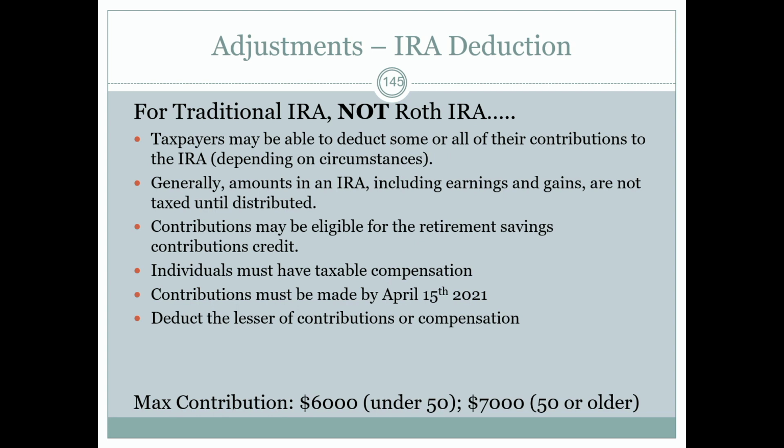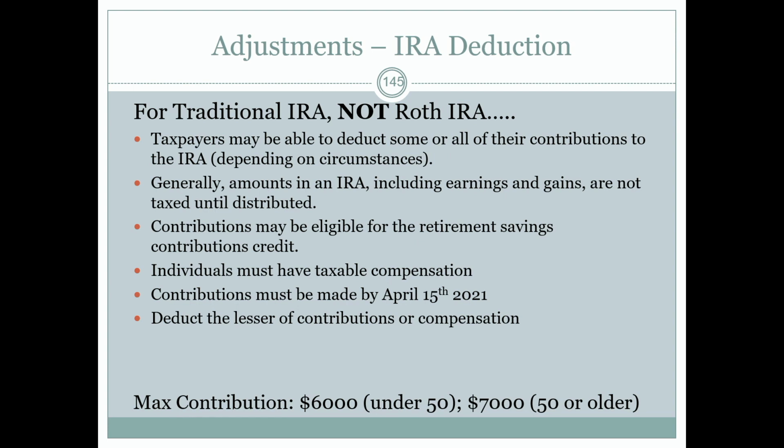This rarely happens. Individuals must have taxable compensation, and contributions must be made by April 15th of 2021. Although the tax year ends December 31st, 2020, taxpayers have an additional 4 months to make that deposit into an IRA account and still be able to deduct it on the 2020 tax return.